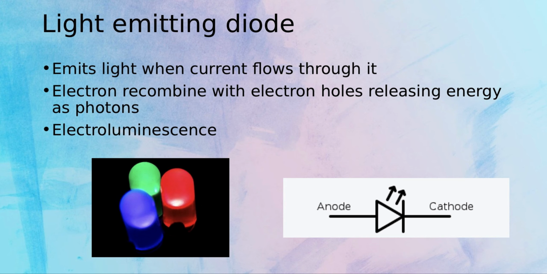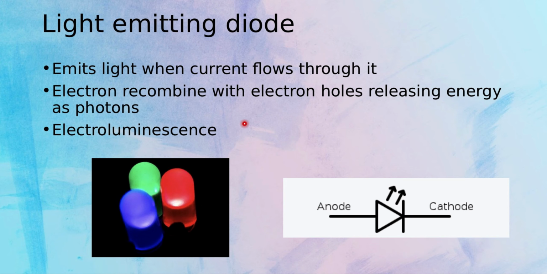Finally, let's also look into the light-emitting diode. A light-emitting diode is just opposite to a photodiode. Here, when current flows through the diode, it emits light. Here the electrons recombine with the holes and energy is released in the form of photons. Now this process is called electroluminescence.